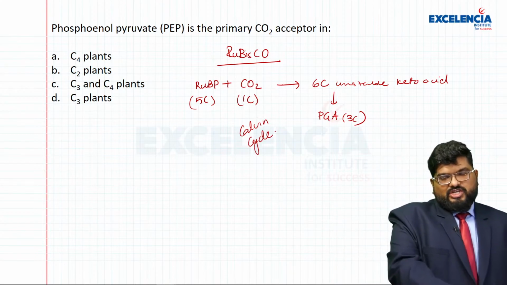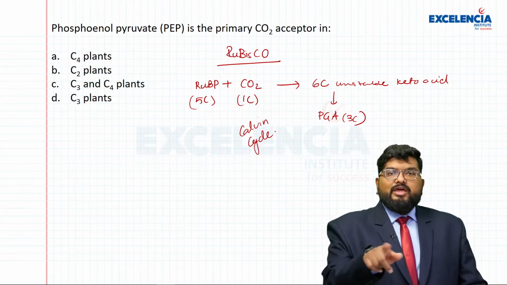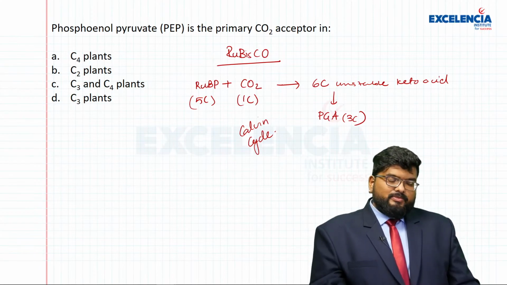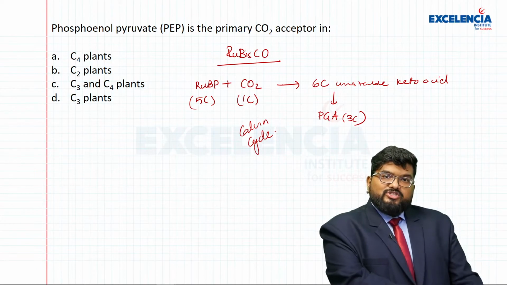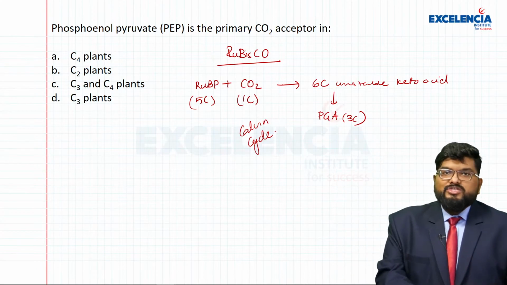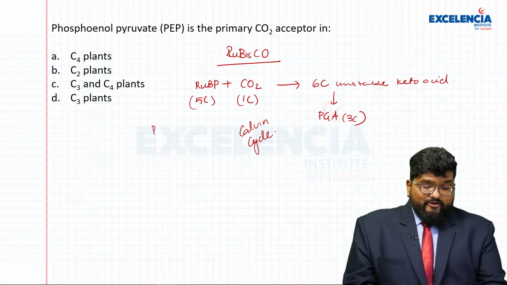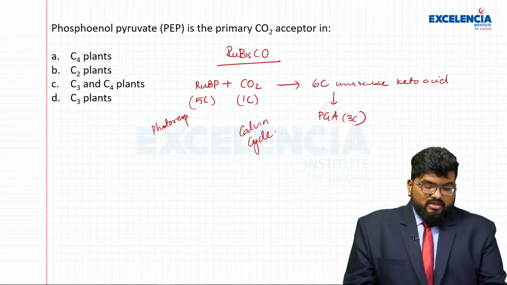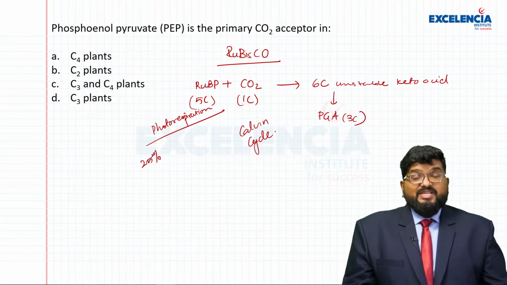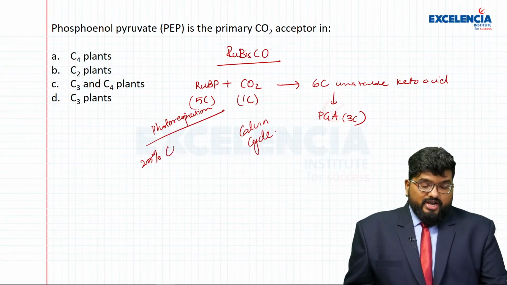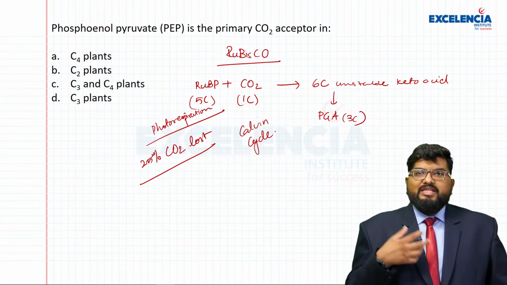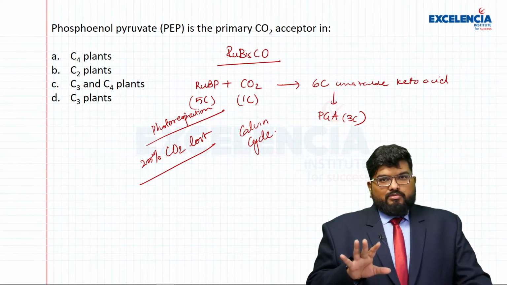When does it act as an oxygenase? It acts as an oxygenase when carbon dioxide concentrations are low, which is a very common condition in tropical regions, isn't it? When the carbon dioxide concentration is low, RuBisCO is going to act as an oxygenase. And when it's acting as an oxygenase, it is going to be responsible for photorespiration. And photorespiration will result in the removal of about 25% of already fixed CO2 from the plant. So it's a detrimental process for plants.